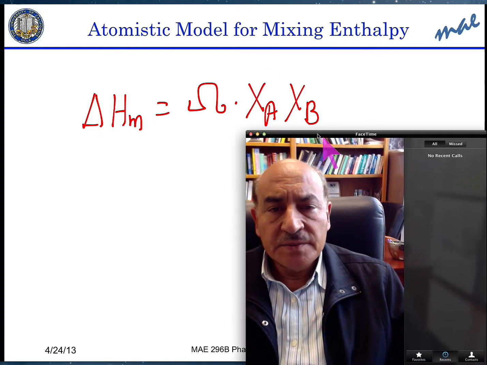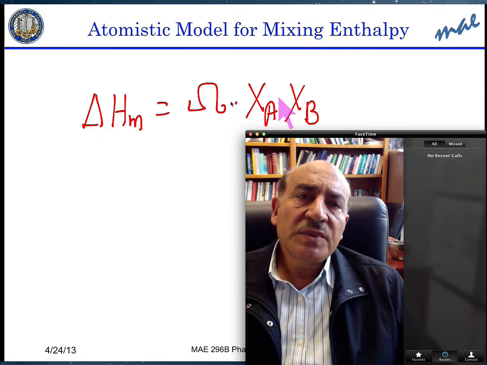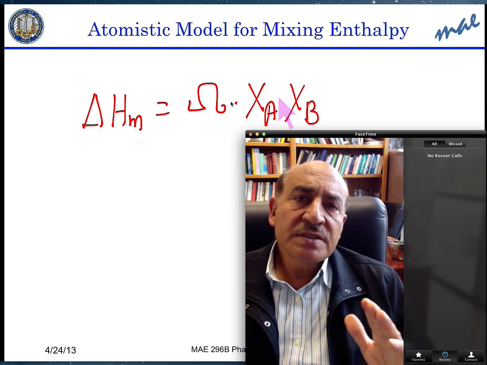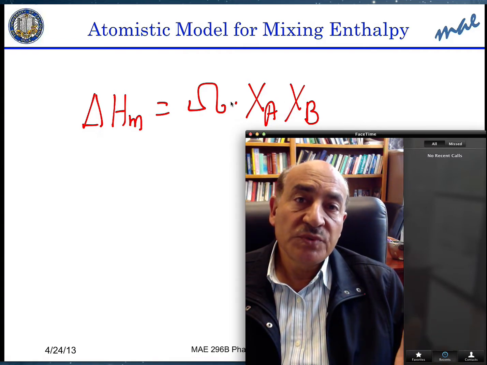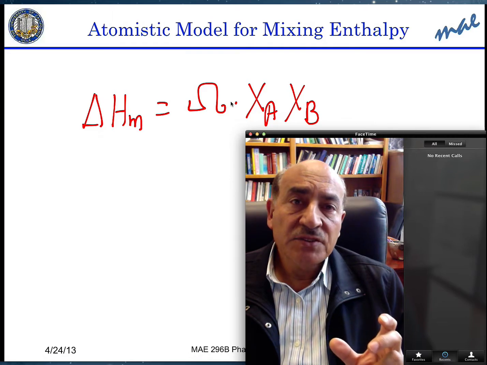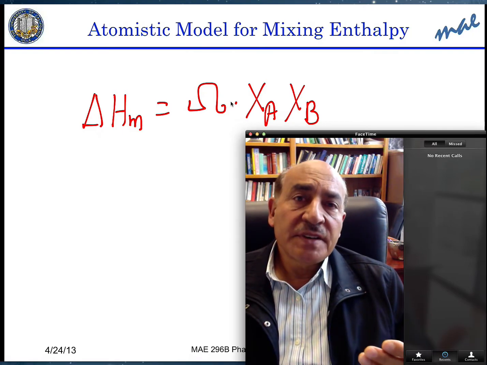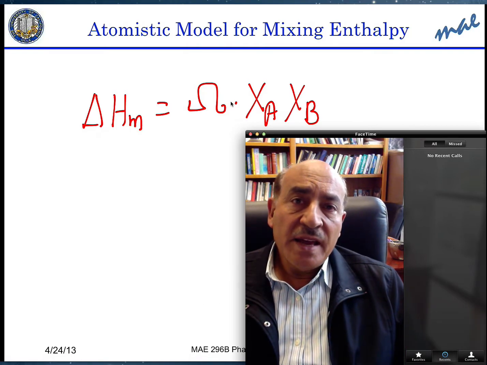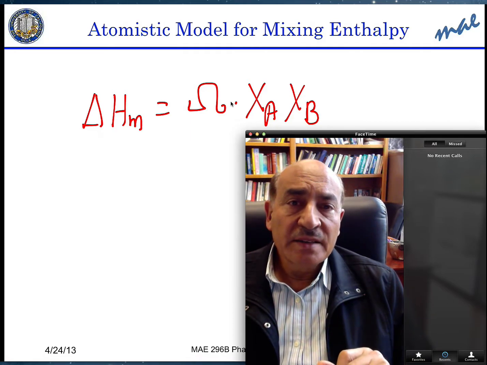So if you look at it, you'll see here in this equation I have this omega, and this is the product of the concentrations. So whenever we do the mixing between elements, the mixing enthalpy is proportional to the product of the concentrations times an energy factor. And the energy factor here is the difference between the energy of the unlike bonds and the average of the energy AA and BB. So that difference determines the sign of omega, and that's what we're going to consider.